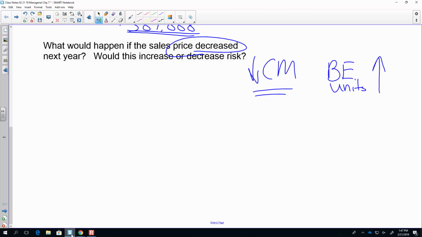So obviously, if my break even point goes up, that's a sign of increased risk, right? Because my margin of safety is smaller. In that case, we would have a riskier situation. And by risk, they mean if we can't sell enough units to cover our costs.